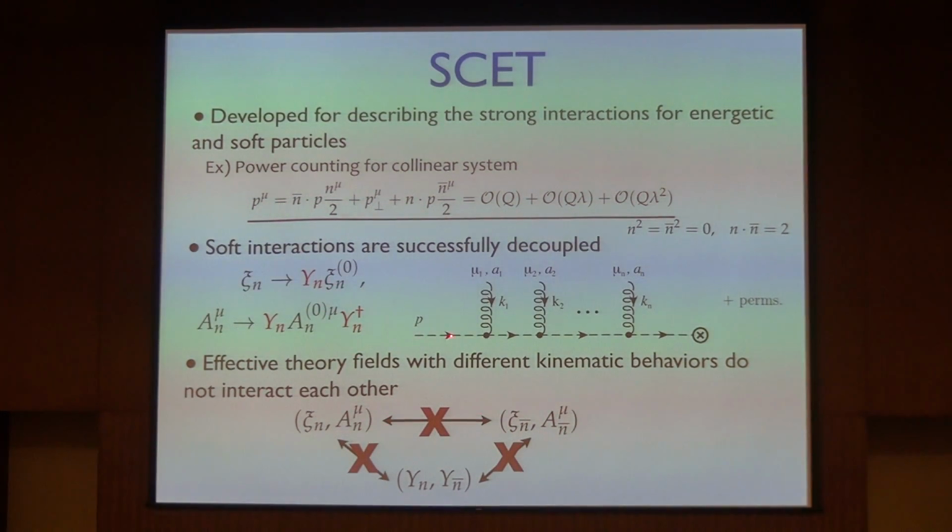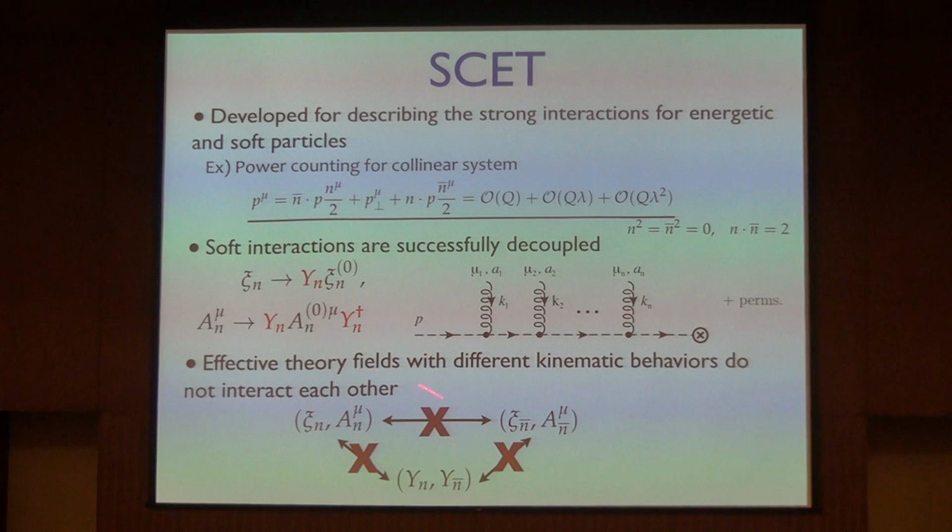In the case of the Drell-Yan process, after integrating out the hard fluctuations, we have three field contents by kinematic regions. After integrating out the hard degrees of freedom, there is the n-collinear field and the n-bar collinear field, which is another collinear field in the opposite direction, and they do not interact with each other. Finally, we have three field contents by kinematic regions, and each field does not interact with the others.